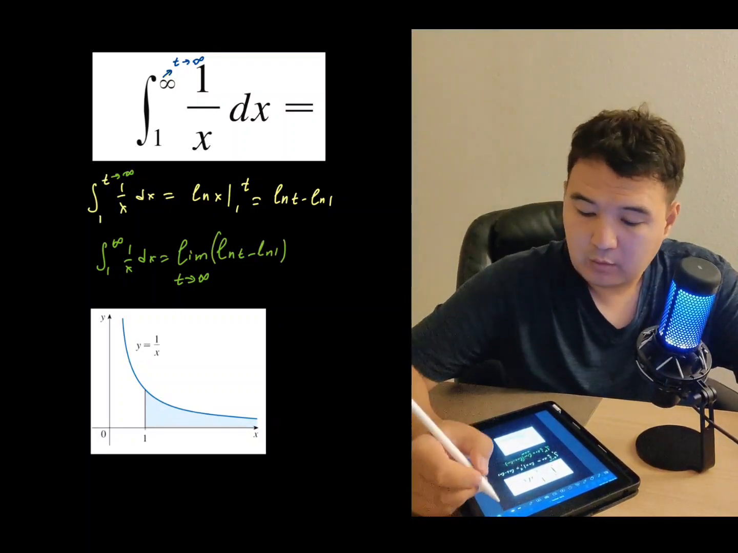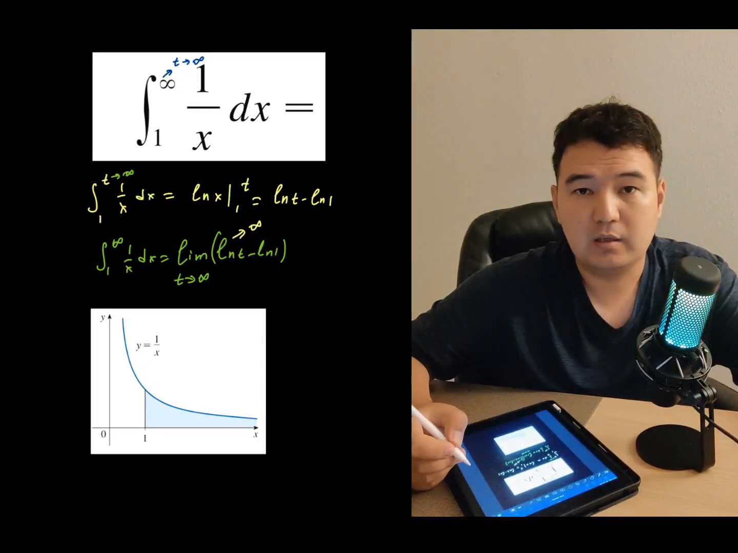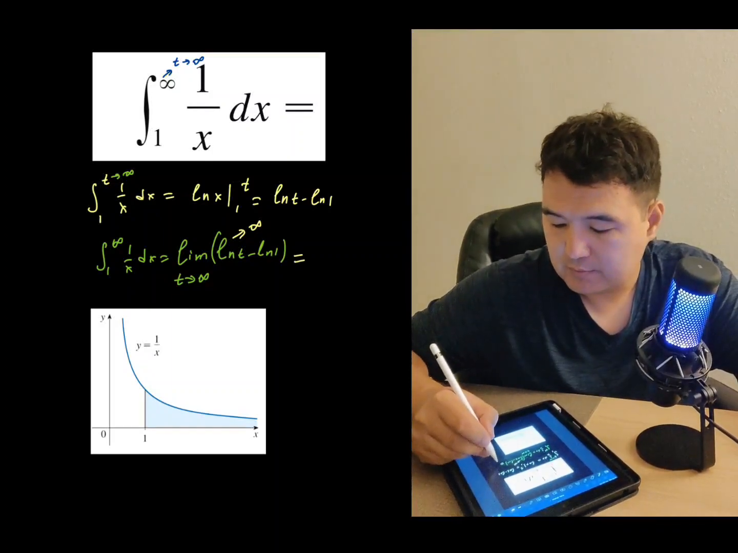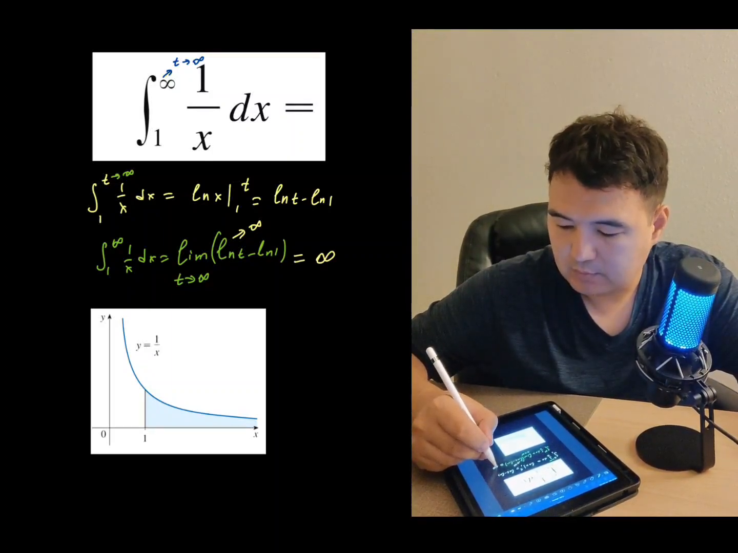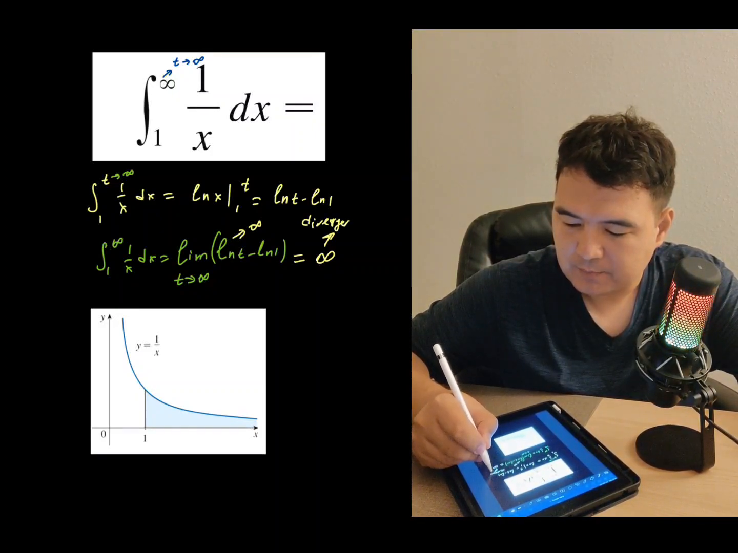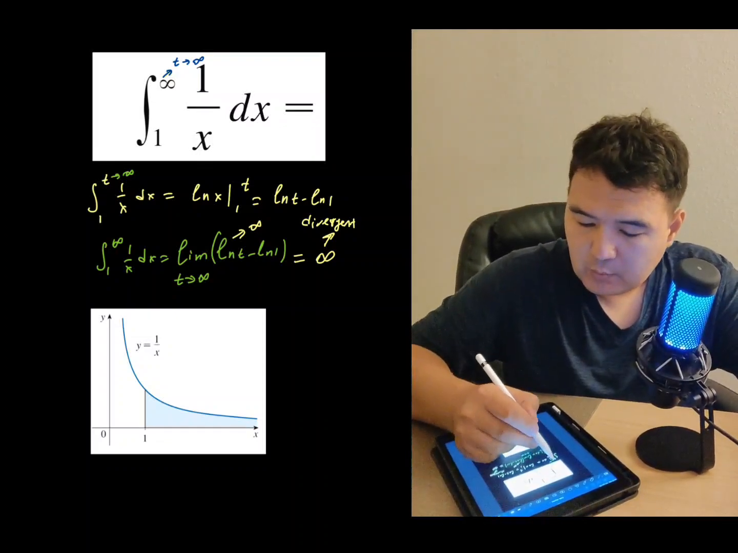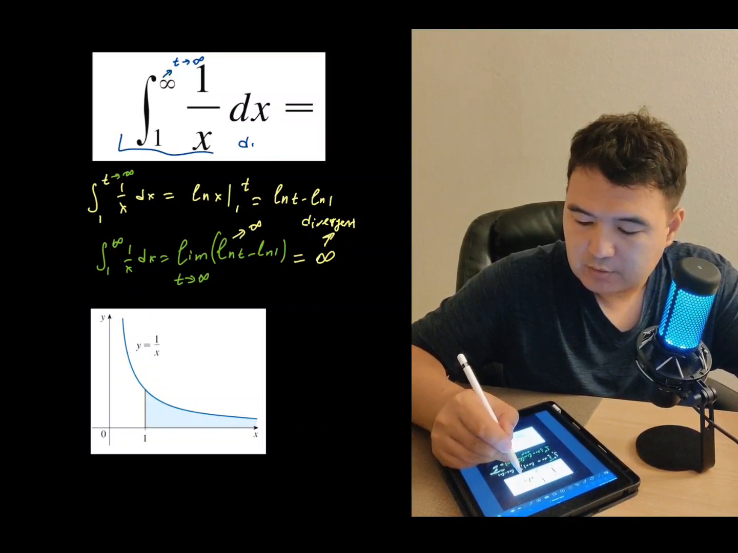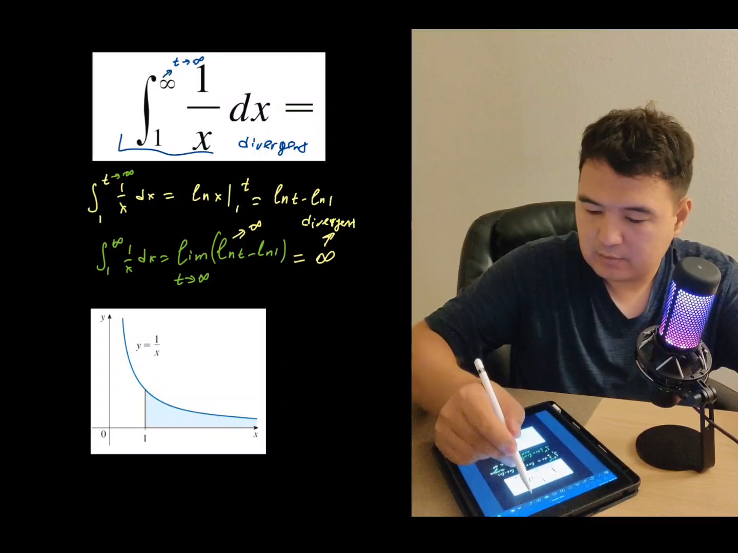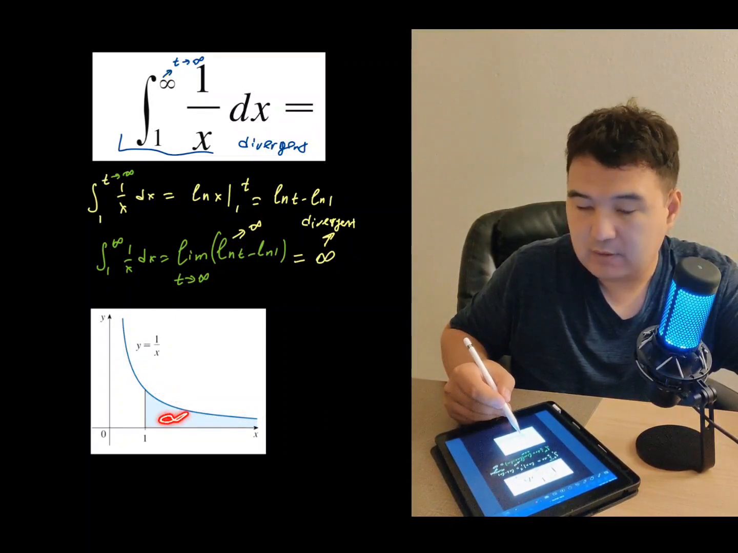We know that the ln function goes to infinity as t becomes larger and larger. So this limit diverges. This limit becomes infinity. It means this is divergent, which means the integral is divergent, and the area under this curve over here is infinite.